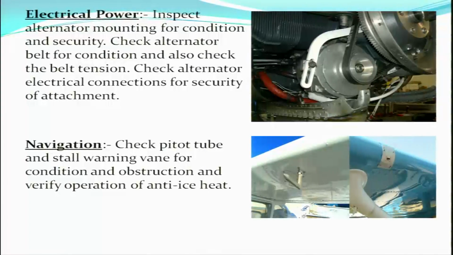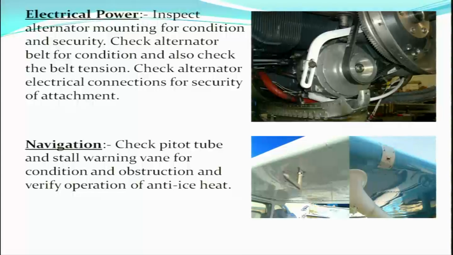There is a proper procedure spelled out in the maintenance manual to check the belt tension. The belt tension is checked accordingly, and in case the belt tension is not within the specified limits, the belt tension has to be adjusted. Then check alternator electrical connections for security of attachment. Apart from checking the belt tension and the security of the alternator, we also need to check that the electrical connections on the alternator are firmly in place and secured properly.